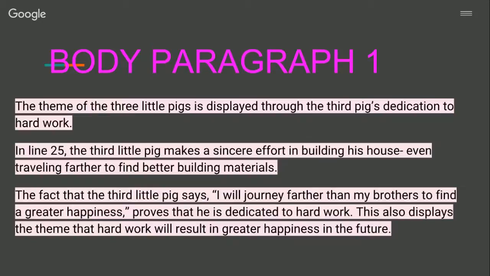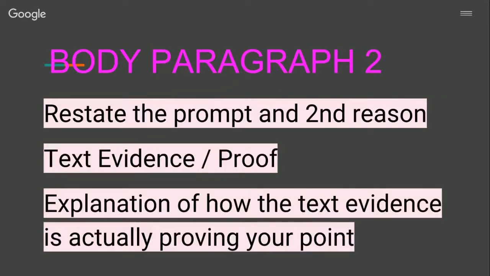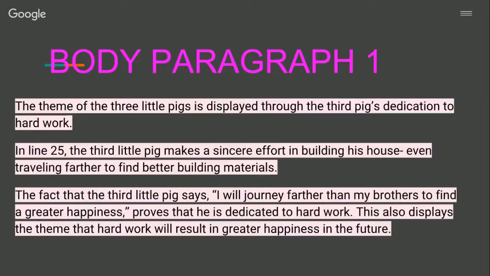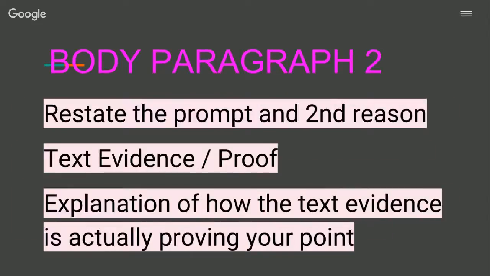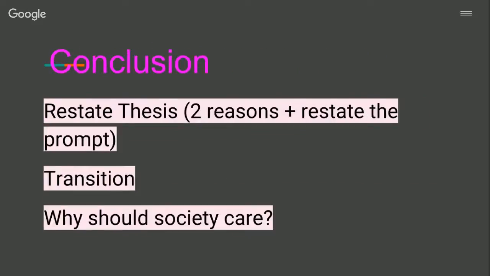My second body paragraph would look very similar. I would say something like, the second reason that the theme of the 3 little pigs is dedicated to explaining how hard work pays off in the end is, and then I would just give more descriptions and more text evidence. In your conclusion, you're going to restate your thesis, but it's helpful if you reorganize that thesis so that you're not just copying and pasting the same idea. You can flip it around.